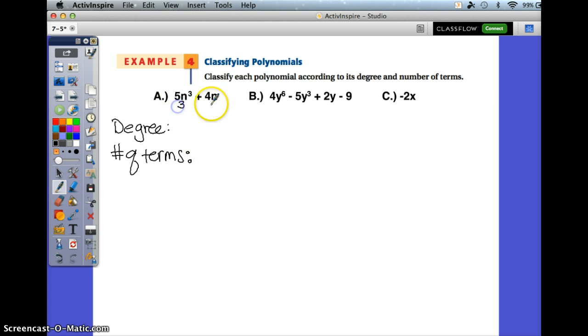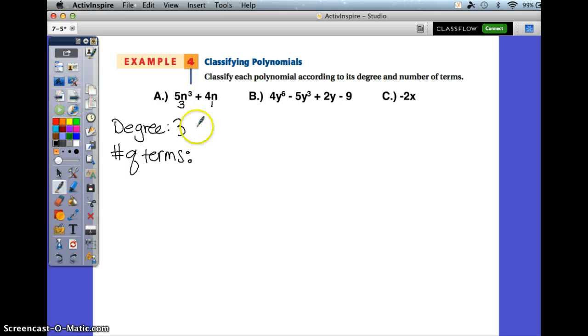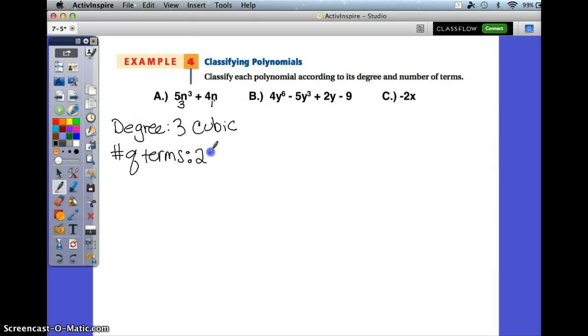Well, first let's look, well, what is the degree of this polynomial? This has a degree of 3, this has a degree of 1. So the degree is 3. If you look back, something that has a degree of 3 is cubic. There are 1, 2 terms. If something has 2 terms, it's a binomial. If we called this one thing, we would call it a cubic binomial.